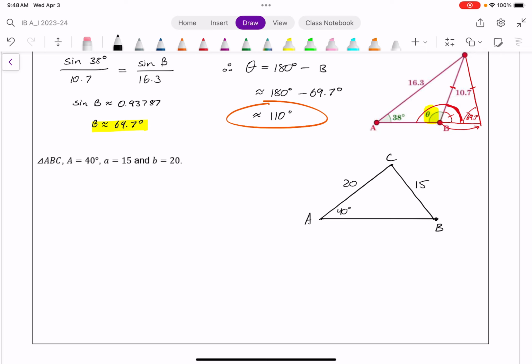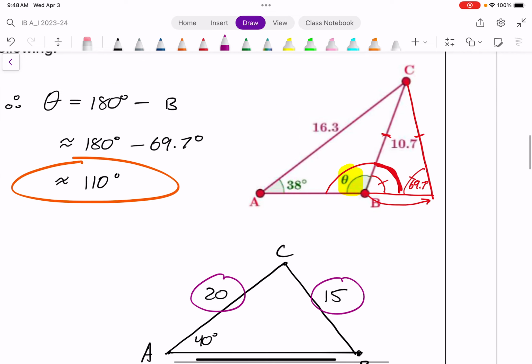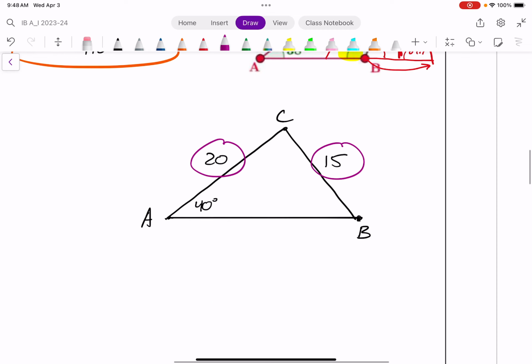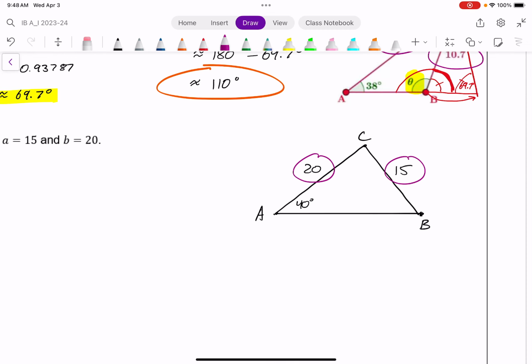And so just keep in mind, right now, I can see that 15 is less than 20, which means there will be a second possibility here, just like I could see in this question. This 10.7 was less than 16.3. So for a question set up like this, there's always going to be two possibilities if we didn't have the diagram drawn already. Now keep in mind, in this first question, the diagram was drawn, so it's very specific what angle we're trying to find. In this case, there was no diagram drawn, so there will be two possibilities.